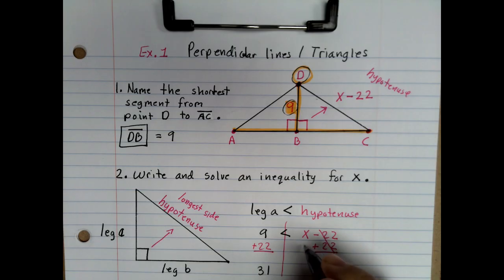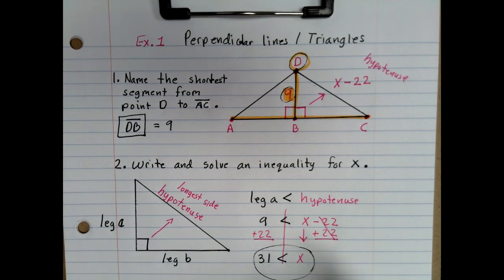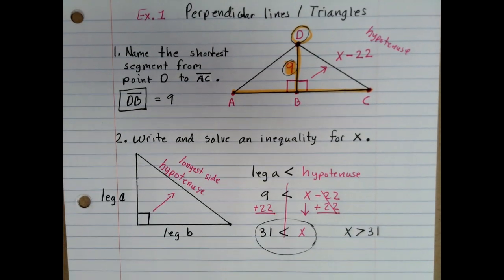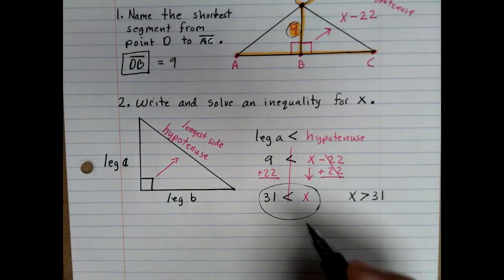And all that's left now is our x value and our symbol. Now I'm going to treat this like a pancake. I'm going to take this and just flip it around, because I like the x to be on the left, and I'll say x must be greater than 31.